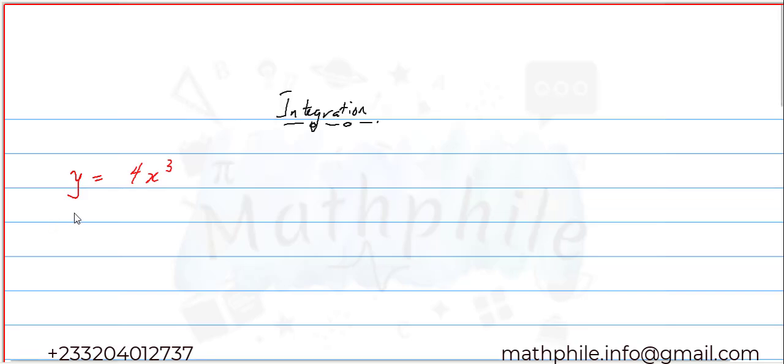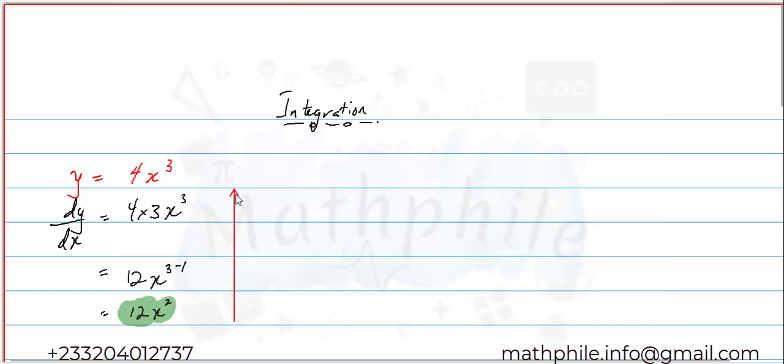So we say that dy/dx is going to be equal to multiplying the 4 by the 3. So 4 times 3 x cubed. Then we subtract 1 from the exponent. So 4 times 3 is 12. Let me just write 12. Subtract 1 from the exponent, and this gives you 12x squared. So that's the differentiation. Integration basically will start from the 12x squared, and we work our way all the way to y equals 4x cubed.